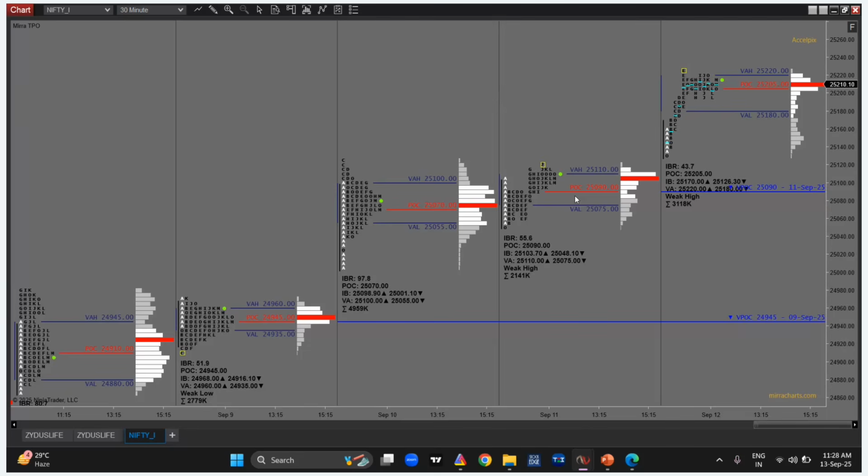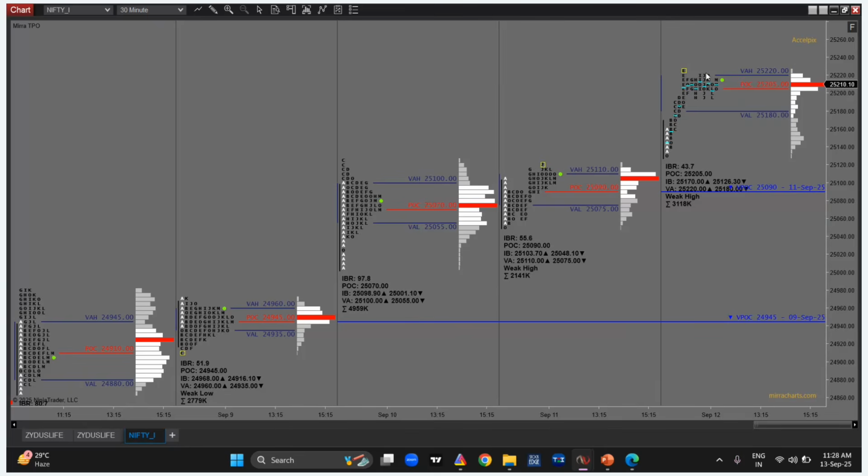Can you see the black color on the side? This period is called the first 1 hour range, so that will be marked in this black color. This is called IB. And this blue color is the value area high. You don't need to calculate all this; MirraCharts itself will calculate it.